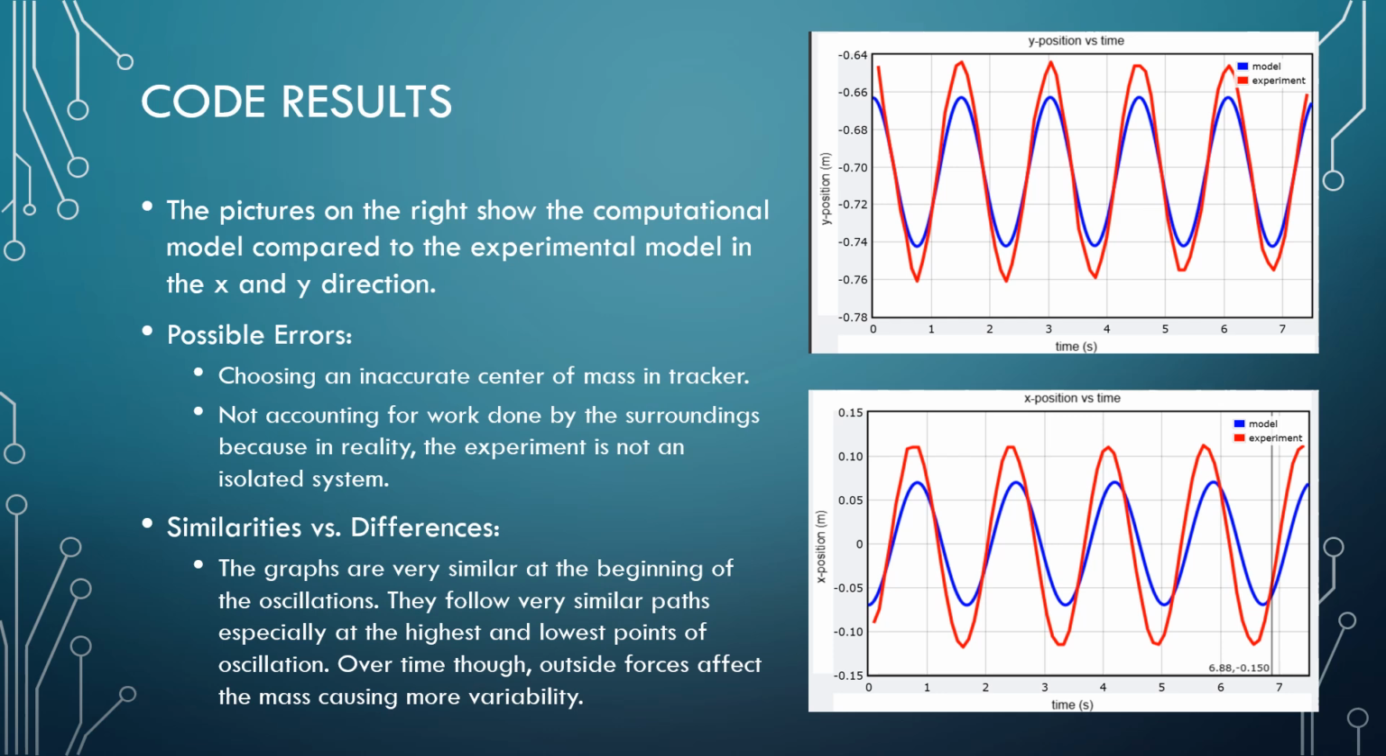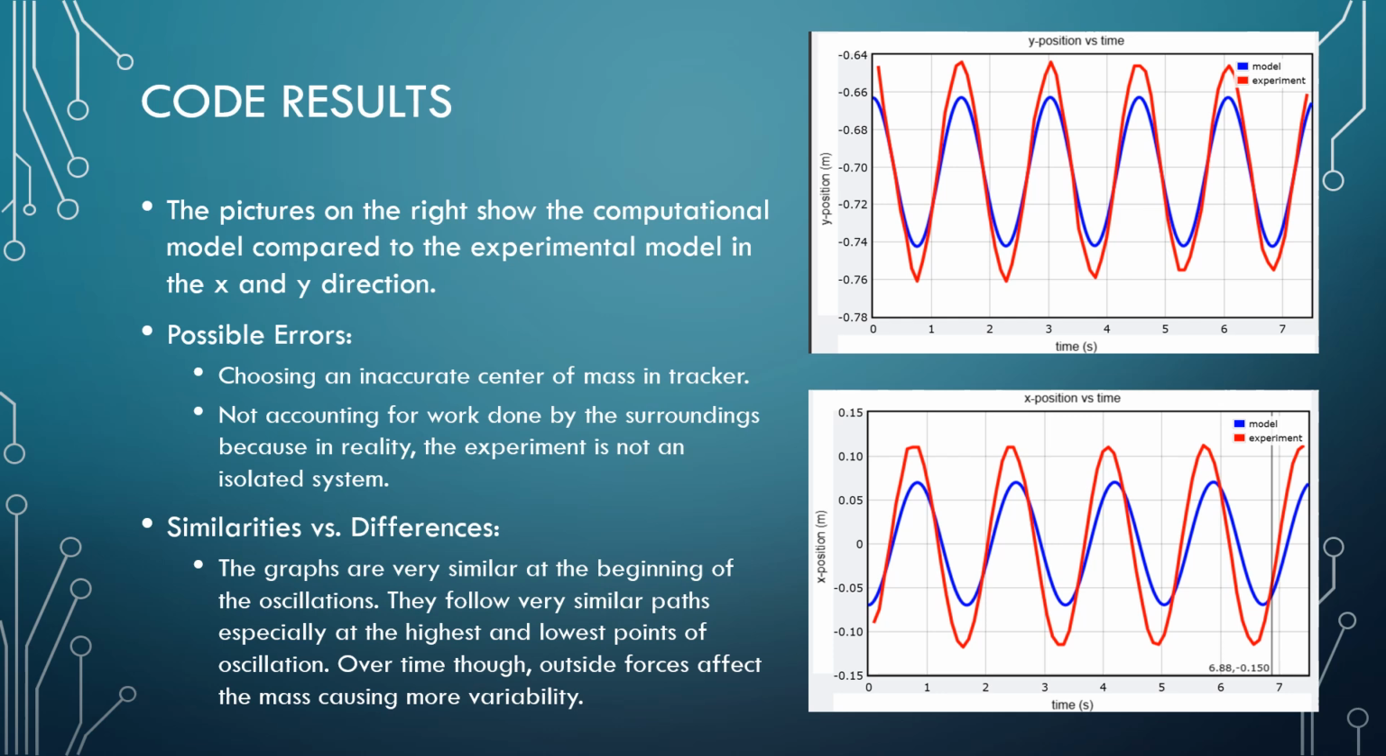And then the pictures on the right show the computational model compared to the experimental model in the x and y direction. As you can see, there are some slight deviations, so this indicates possible errors like choosing an inaccurate center of mass in tracker or not accounting for work done by the surroundings, because in reality, the experiment is not an isolated system.